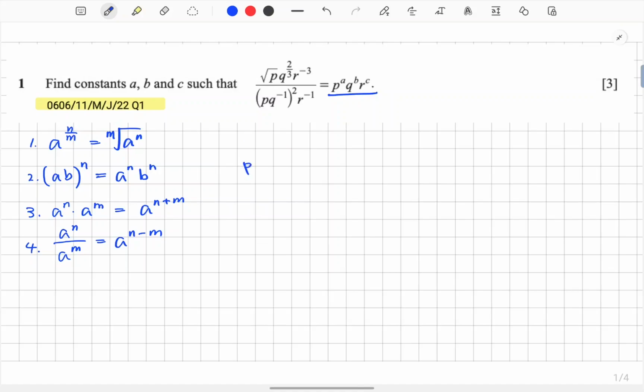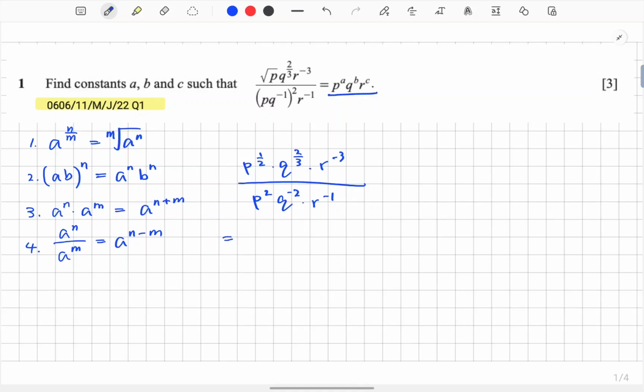So this will become P raised to 1/2 times Q to the 2/3 times R to the -3, and this is over the other part, where the 2 has to distribute into both of these. This will become P to the 2 and R to the -2, because it is multiplying with -1, and this multiplies with R to the -1.